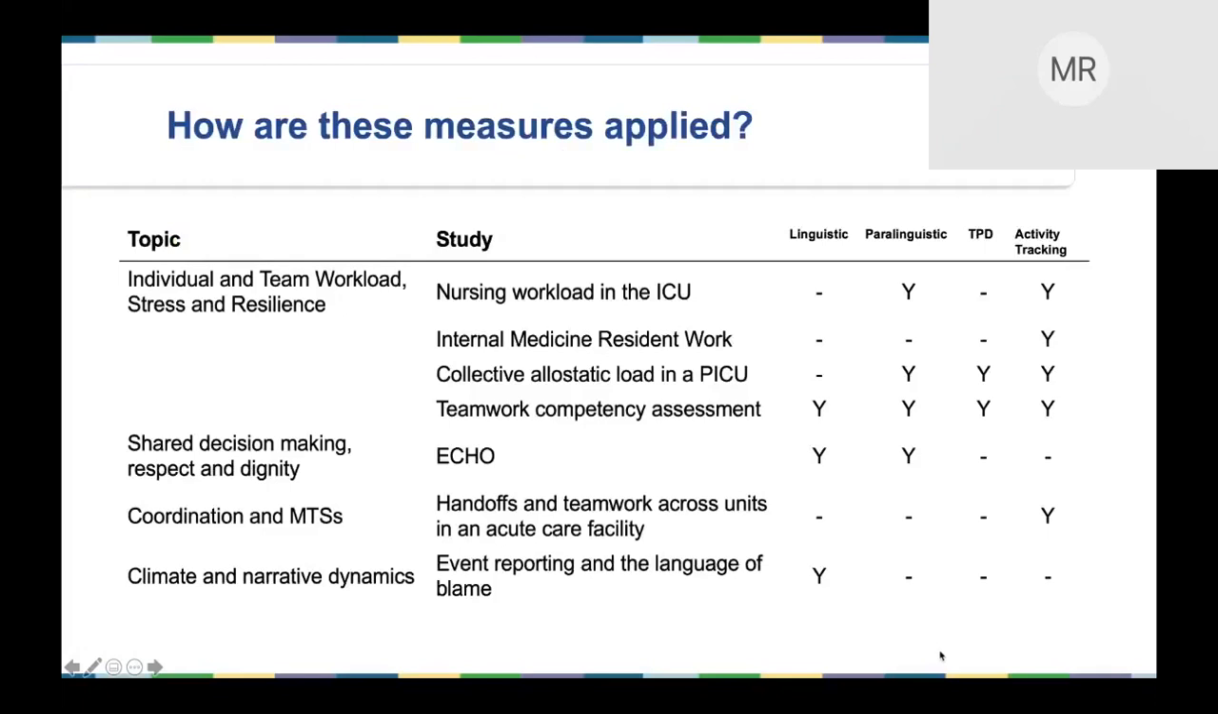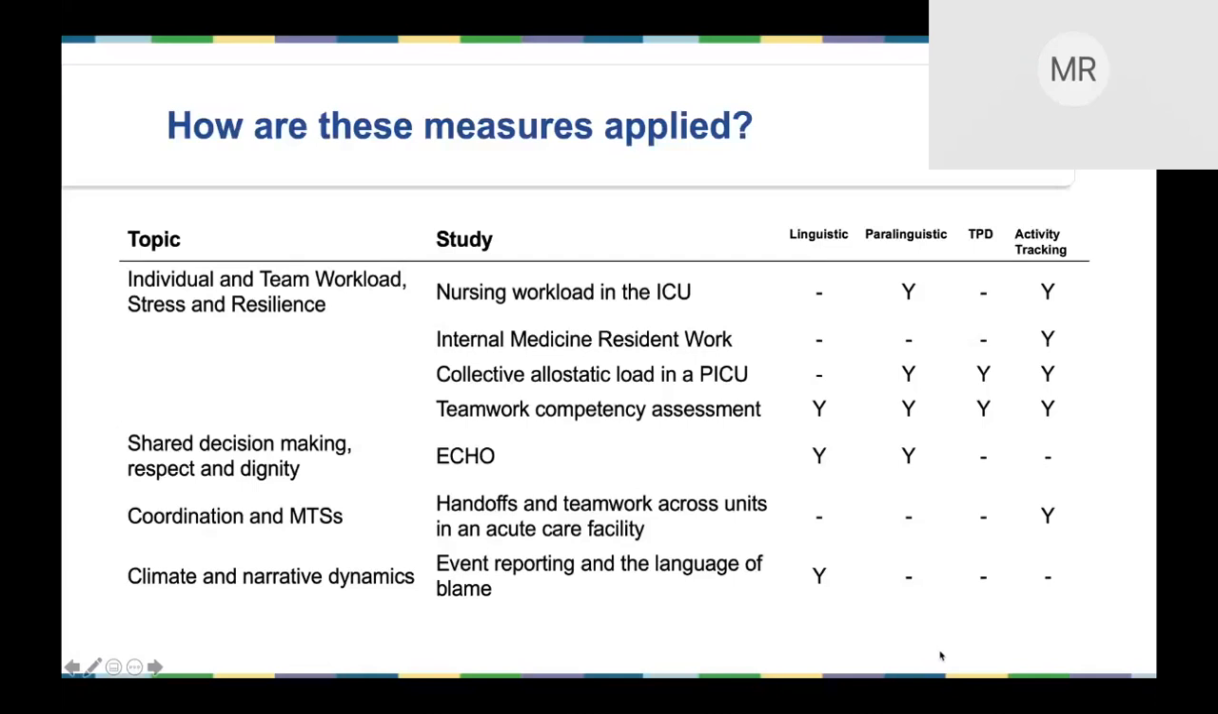So one big bucket of work we spend a lot of time on, this is where most of our funded research in this area is, on the general topic of individual and team workload, how that impacts their stress levels and what they do to cope with that stress, so their resilience under stressful situations. And this is done at the individual level. So we look at nursing workload with an ICU study, where we have current projects going on now with internal medicine residents, looking also at their patterns of work and how that impacts educational and well-being outcomes.